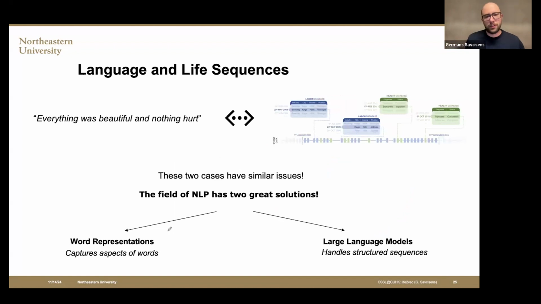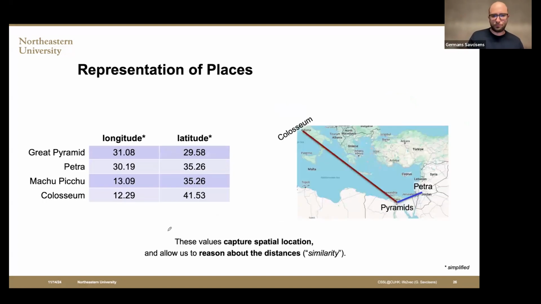And I want to make the point that language, as well as life trajectories, share a lot of similar aspects or issues. The field of natural language processing actually came up with two great solutions that we don't really use that much when we analyze life sequences or life trajectories. And those are word representations and large language models.